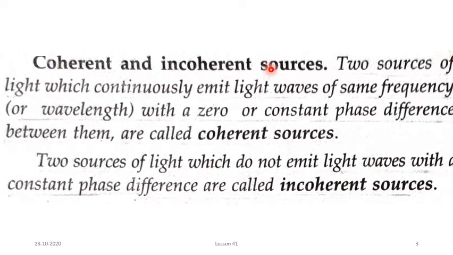Coherent and incoherent sources. Two sources of light which continuously emit light waves of same frequency or wavelength with a zero or constant phase difference between them are called coherent sources. Now for incoherent sources, two sources of light which do not emit light waves with a constant phase difference are called incoherent sources.